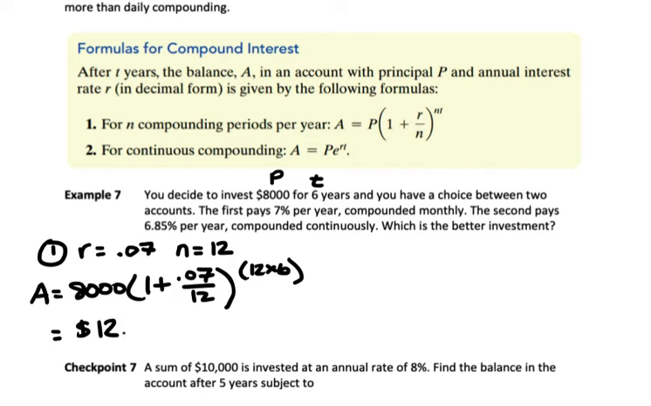and that will give you a value of $12,160.84.